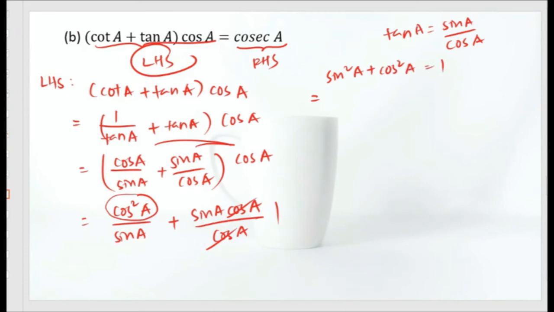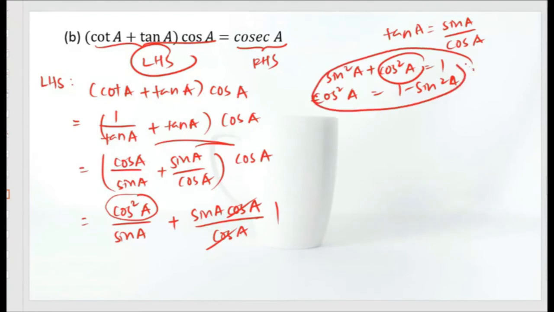What is the identity? Sine square A plus cos square A equal to 1. So what is the value for cos square A? Cos square A equal to 1 minus sine square A. Okay, we have to use this. So, continue to become 1 minus sine square A over sine A, then plus sine A. Why we want to do so? Because the right hand side is cosec. Okay, so we need to make all the things in sine first.